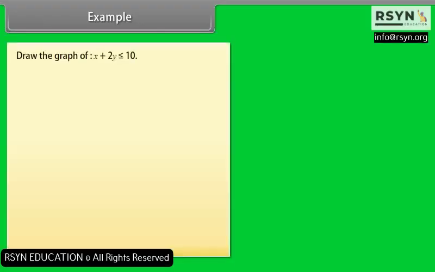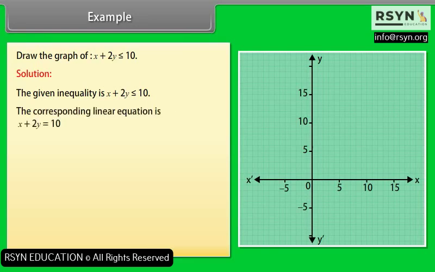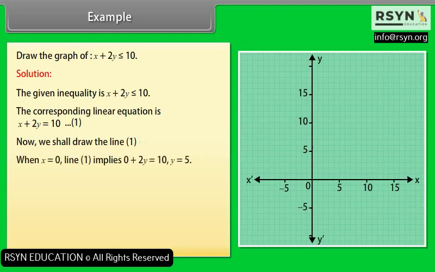Example: draw the graph of x + 2y ≤ 10. Solution: the given inequality is x + 2y ≤ 10. The corresponding linear equation is x + 2y = 10. Name it as line 1. Now we shall draw line 1. When x = 0, line 1 implies 0 + 2y = 10, so y = 5. So we plot the point (0, 5).